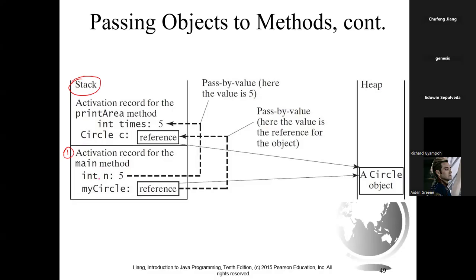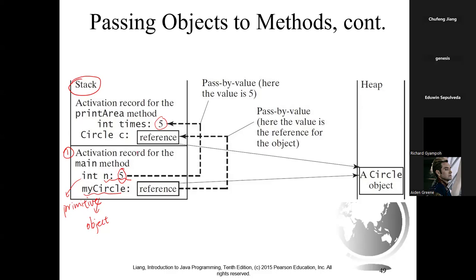In the main method there, we have integer n, which is the radius, right? And we have MyCircle. MyCircle is a class, an object, right? This is an object. This is a primitive type. So when we are passing these two different types, for the primitive, we only pass the 5 to the print area method. We just pass 5. However, for the circle, MyCircle, we pass the reference.